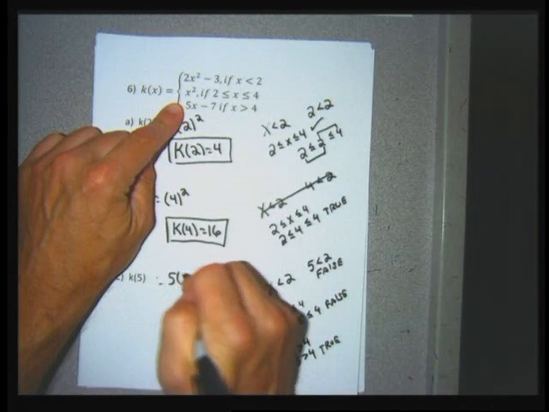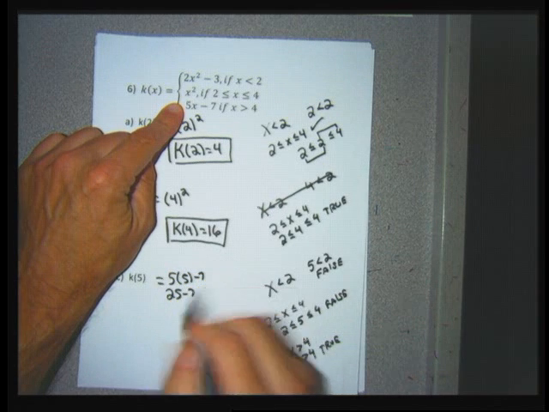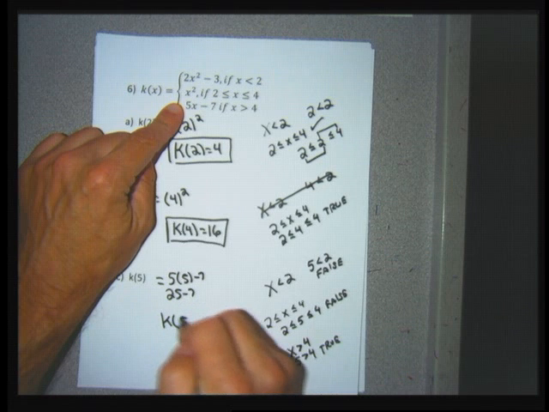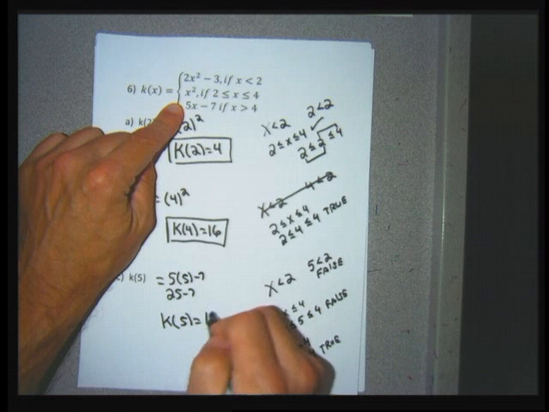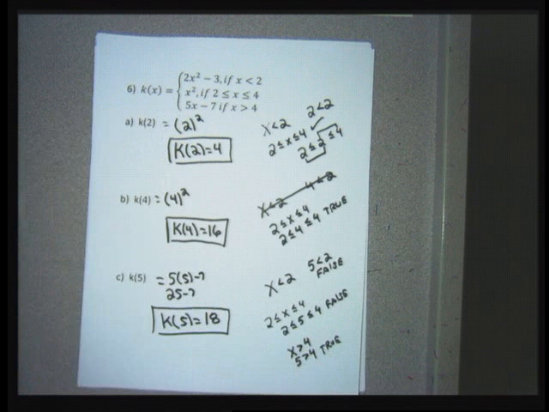So I need to plug 5 into the bottom piece. I'm going to go 5 times 5 minus 7, which is 25 minus 7, which is 18. So the answer to part C is k of 5 equals 18. So the first 6 problems just get me used to plugging numbers into piecewise functions.